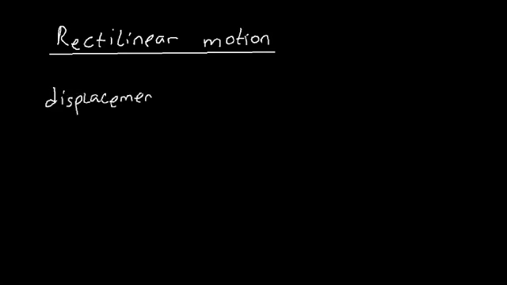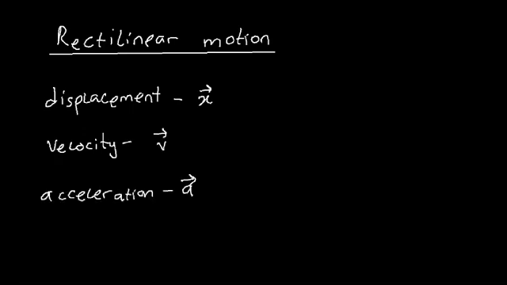Let's now consider the simple case of motion in one dimension, which is in essence motion in a straight line. This type of motion is also called rectilinear motion. So we use the variable x to represent displacement, v for velocity, and a for acceleration. For simplicity, I'm going to remove the arrows since we know we're working with vector quantities.